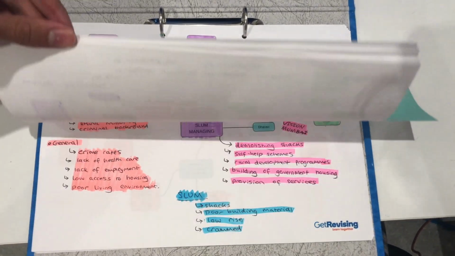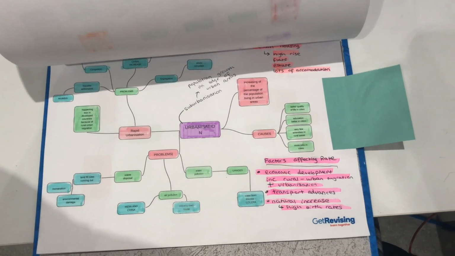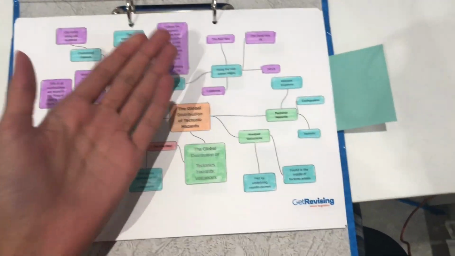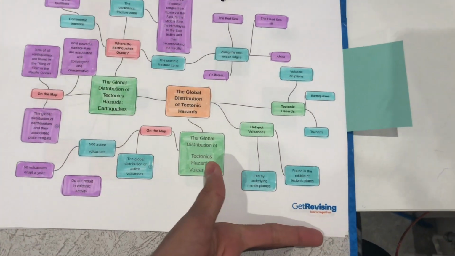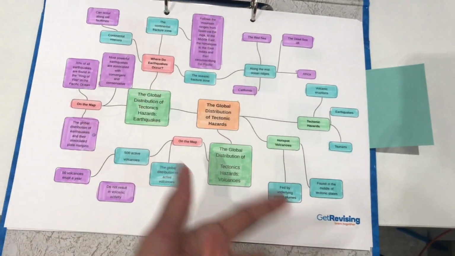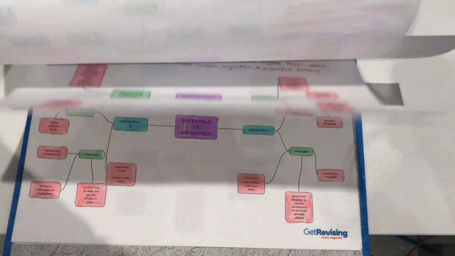One tip I have is I really recommend creating mind maps. They honestly help so much, and you can make them using Get Revising. I actually love that website, it really does help, and I'll leave the link in my bio, and let's get making some mind maps.